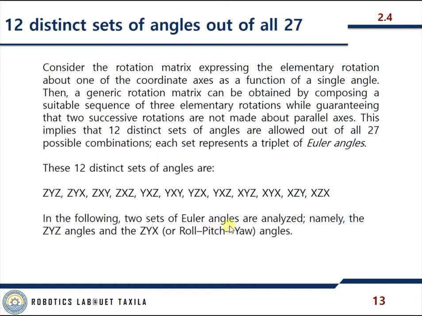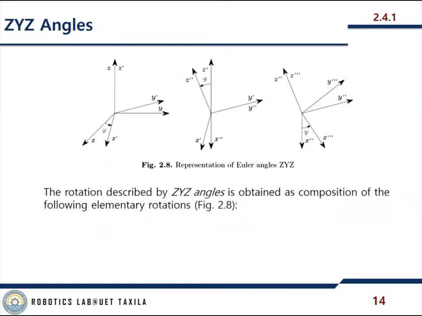In the following, two sets of Euler angles are analyzed, namely the zyz angles and the zyx angles, which we call roll, pitch, and yaw angles. So let's see, first of all, the zyz angles. The rotation described by zyz angles is obtained as a composition of the following elementary rotations. First we rotate about z, and we get from x to x dash, y to y dash, and then we rotate about y. Now it is important that we are moving along the current axis, the current frame. So about y dash we get y double dash, and then we again rotate about z, so we get another form of angles.